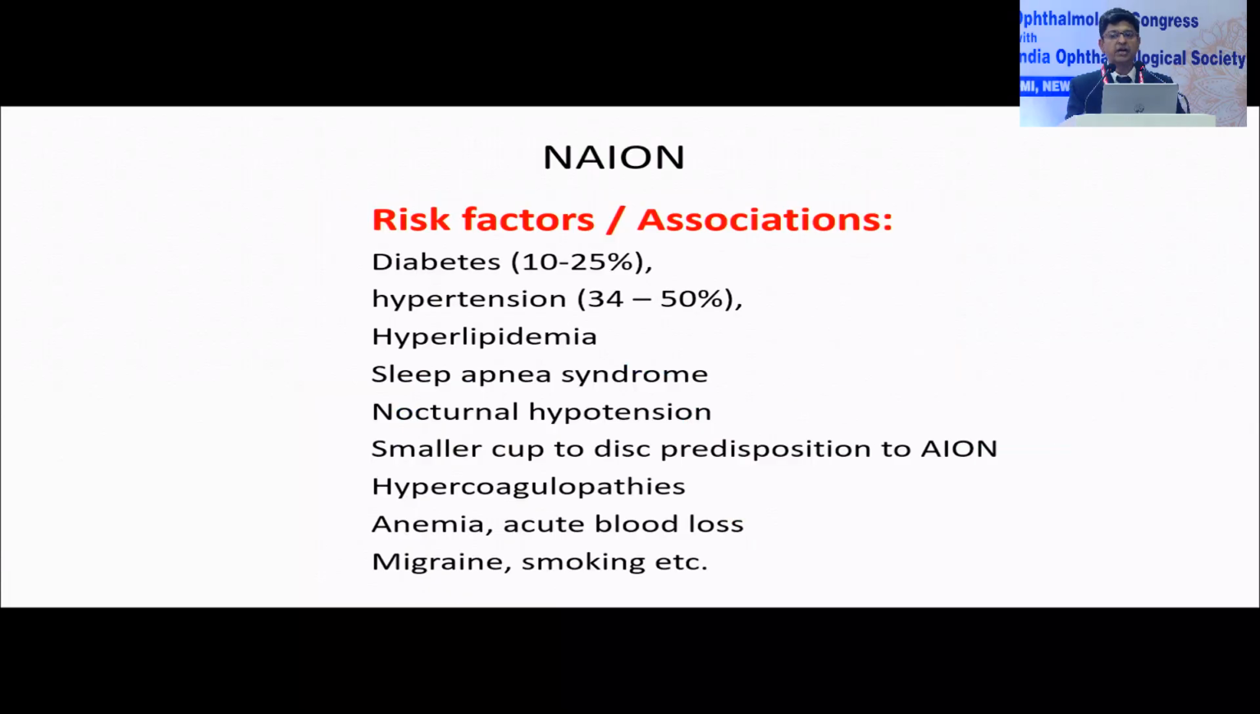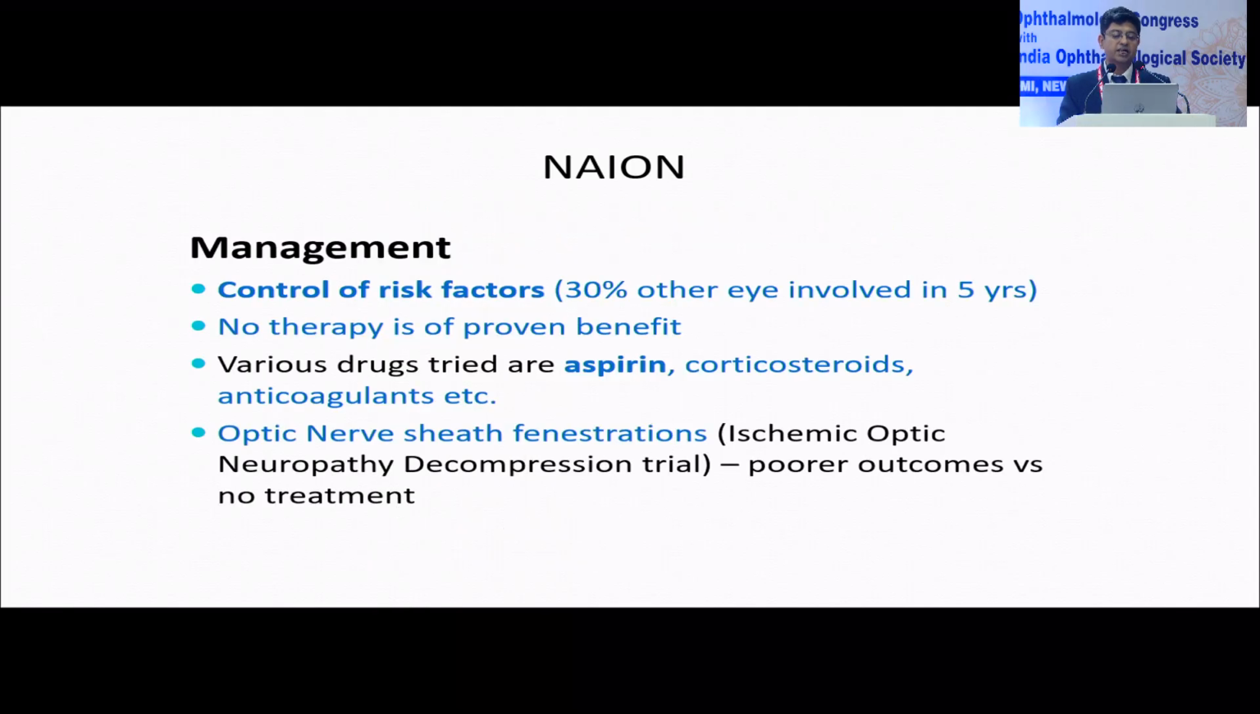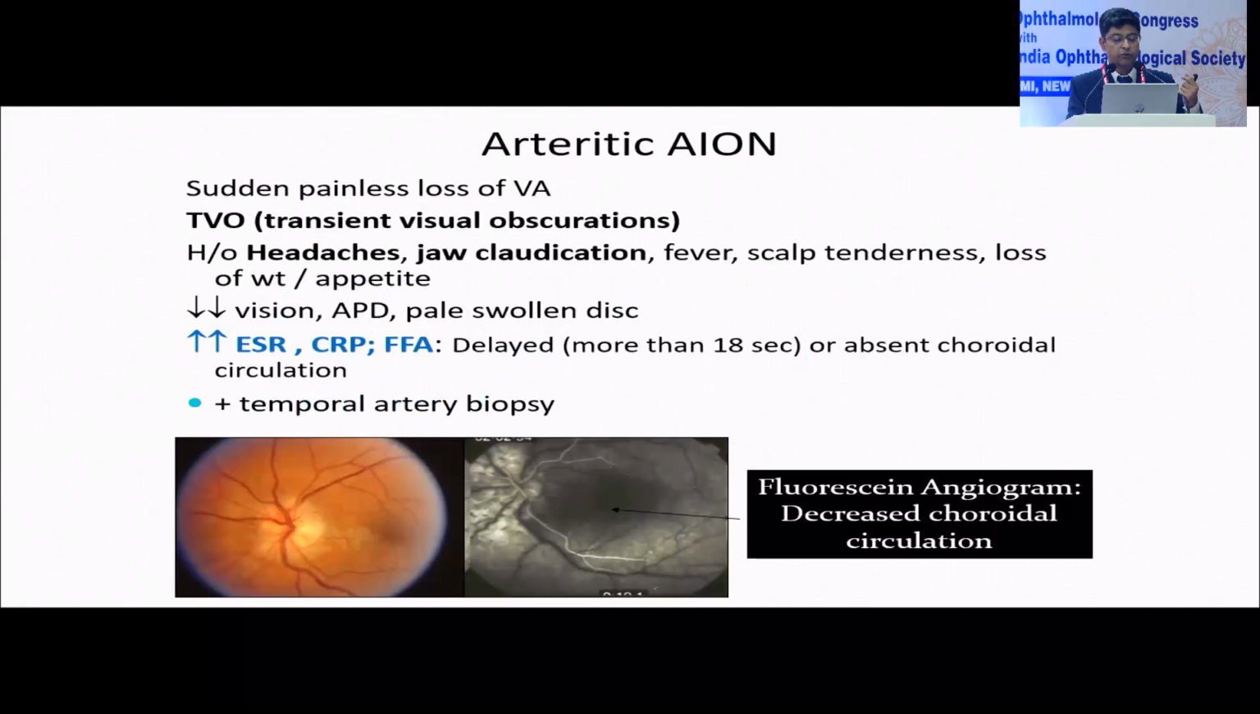So identify all sorts of risk factors. There are a lot of risk factors. Sleep apnea syndrome is often missed. You need to ask the wife whether the person snores or not, and whether he gets a good sleep or not. So there is a whole lot of questions you need to ask when you're managing NAION, and unfortunately, till now, there are no clear intervention options available, the most important being control of risk factors.